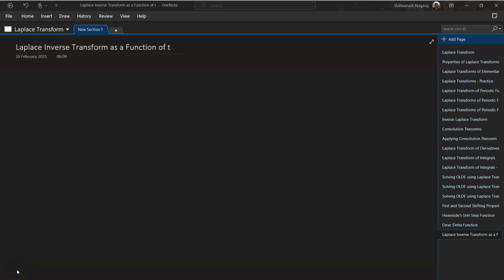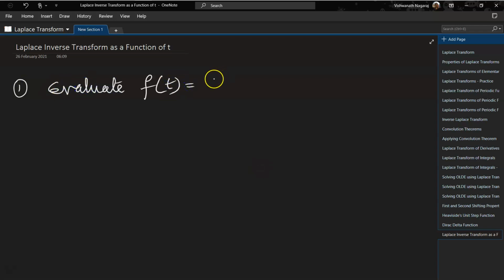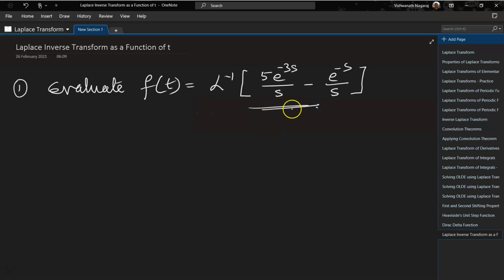Let's solve one or two more problems. Let's say we have to evaluate f of t is equal to Laplace inverse of 5e to the power of minus 3s by s minus e to the power of minus s by s. So basically what we have to do is convert this into a function of t. Yes, so let's see how to do that.